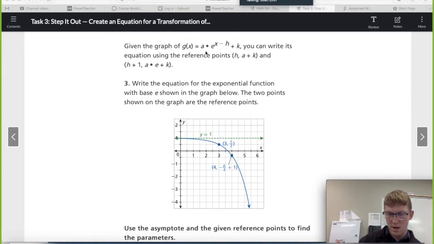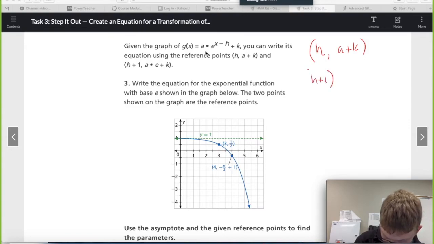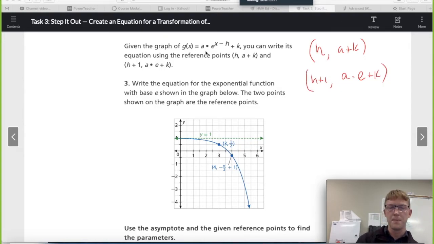Almost dropped my super fancy pencil. So let's see here, what we got. I'm going to write down our first reference point, which is h, a plus k, and then our second reference point, h plus 1, a times e plus k. So we'll be using that.